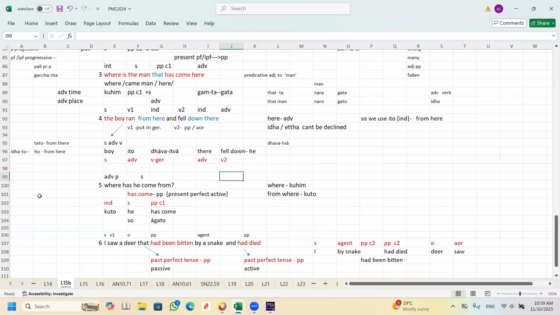So Brother Alfred, this 'fell down' is PP or AOR? Fell down. Hmm.